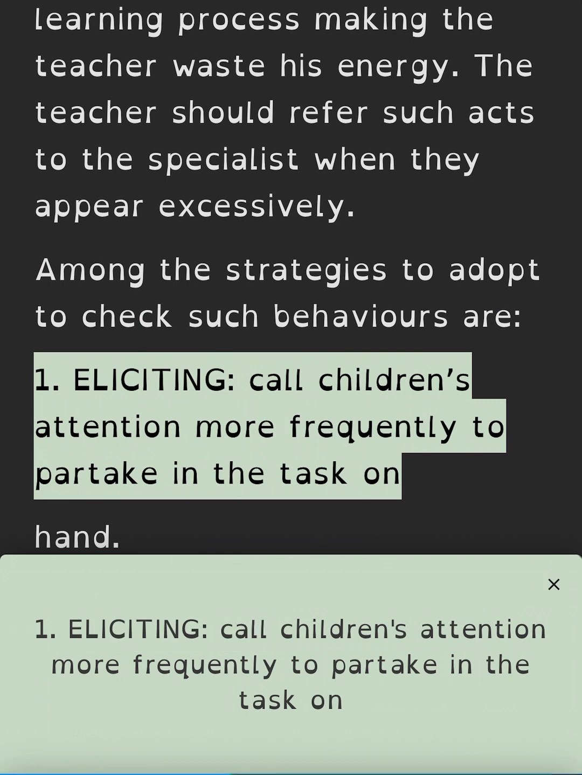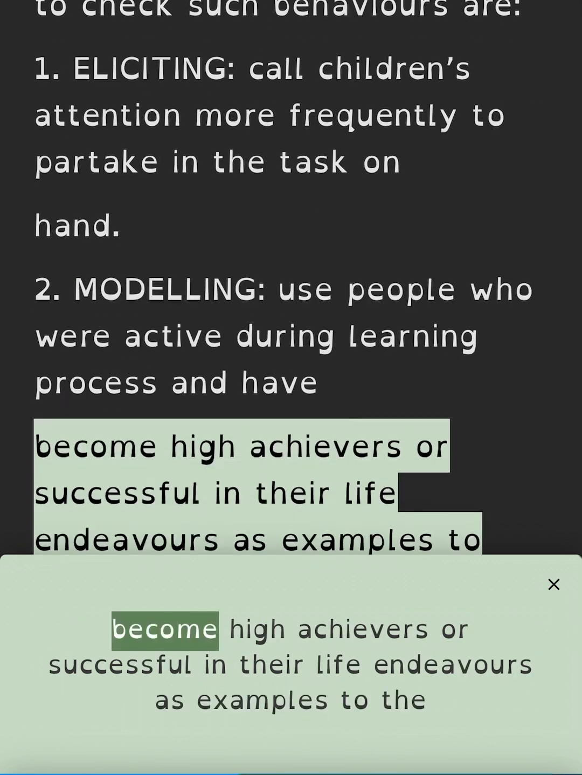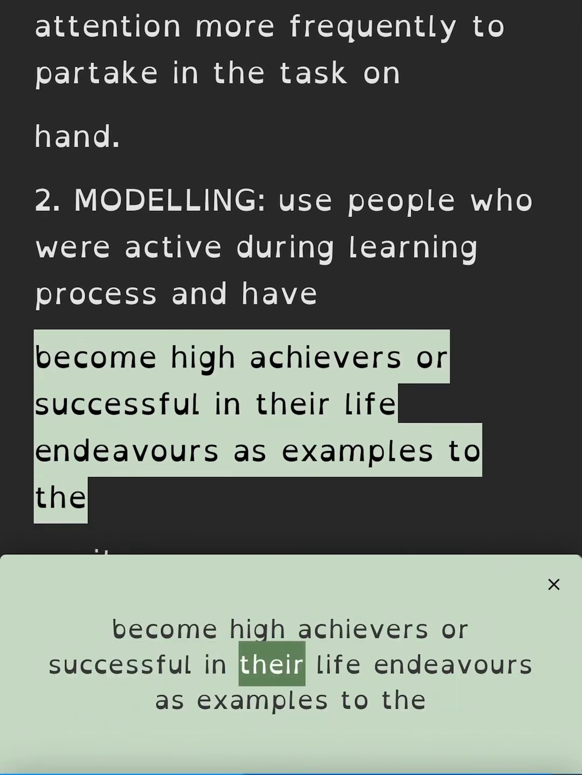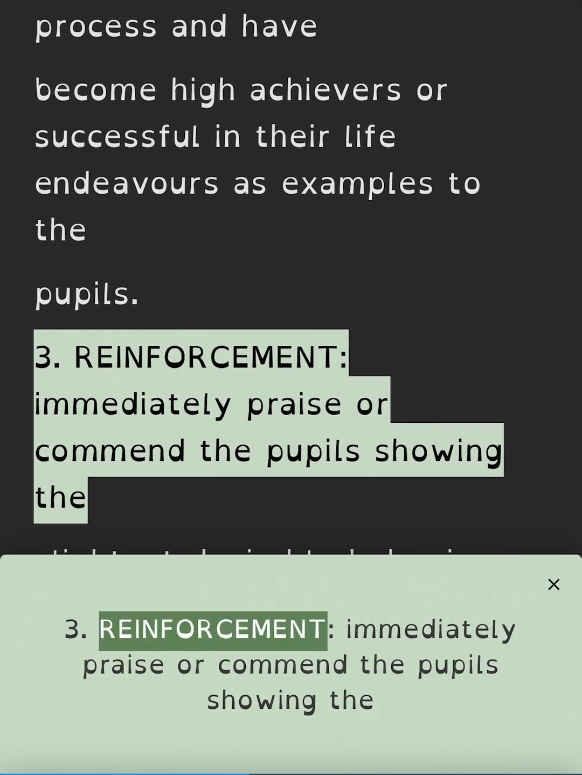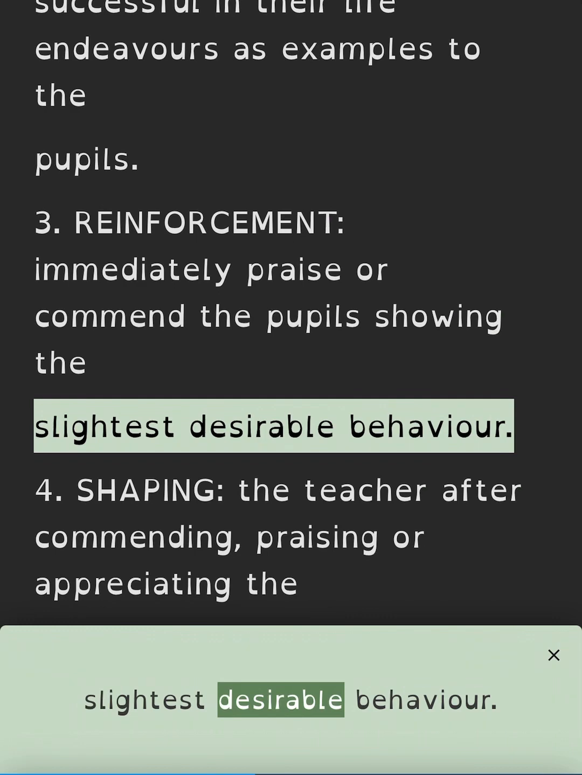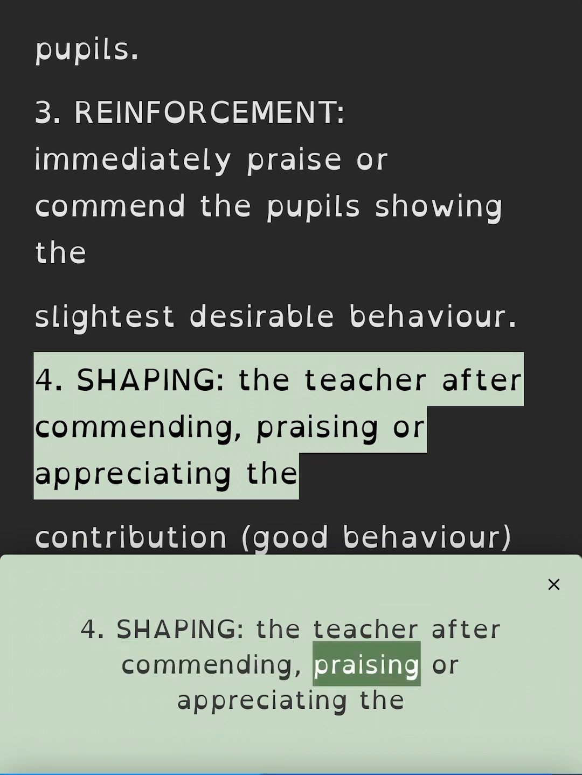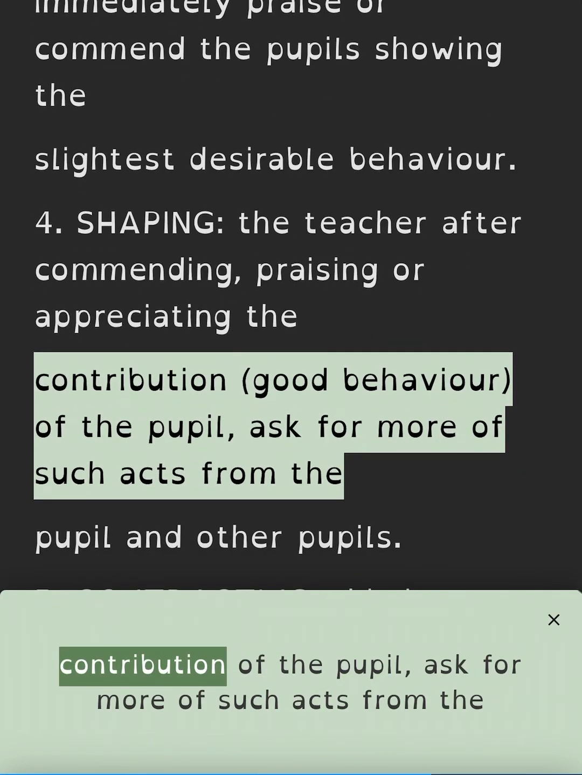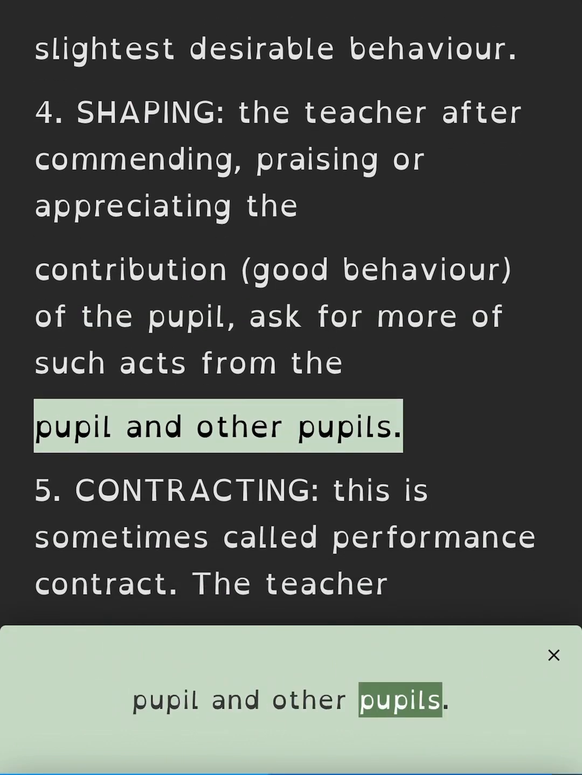1. Eliciting. Call children's attention more frequently to partake in the task at hand. 2. Modeling. Use people who were active during the learning process and have become high achievers or successful in their life endeavors as examples to the pupils. 3. Reinforcement. Immediately praise or commend the pupils showing the slightest desirable behavior. 4. Shaping. The teacher, after commending, praising or appreciating the contribution of the pupil, asks for more of such acts from the pupil and other pupils.